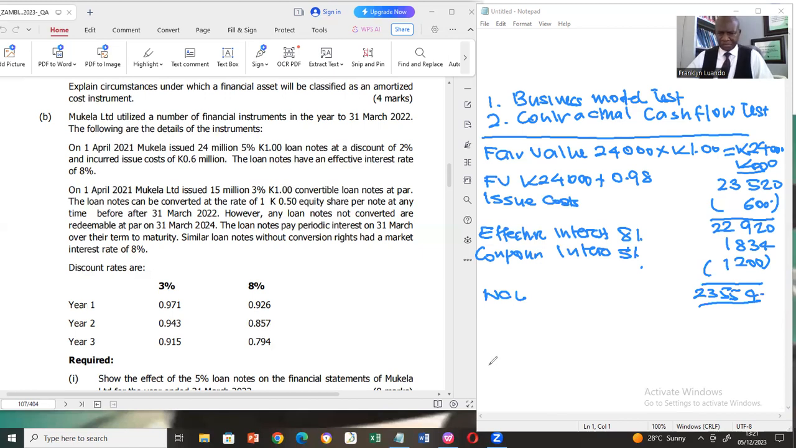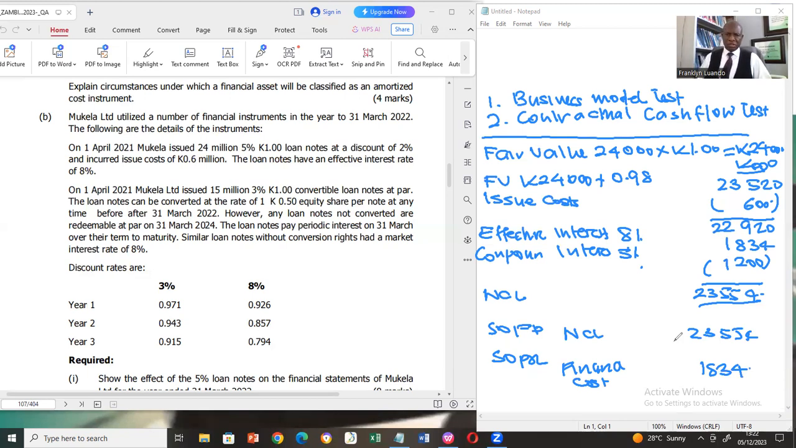Now, the treatment here will be: in the statement of financial position, non-current liabilities will be 23,554. In the statement of profit and loss, finance costs. The finance cost here will be the effective interest, which will be 1,834. So that's how we treat this financial instrument. Now we move to another type of financial instrument.